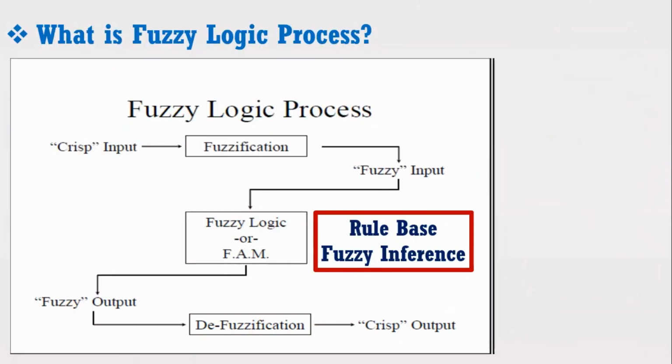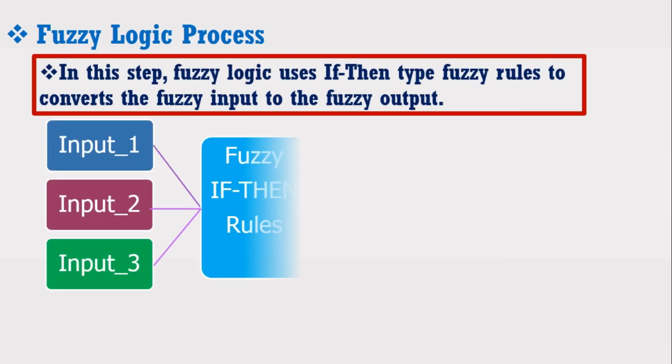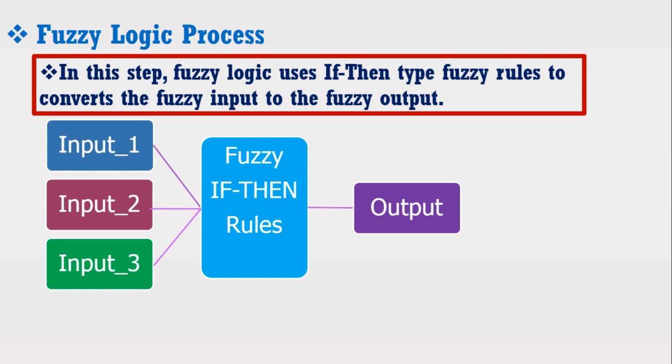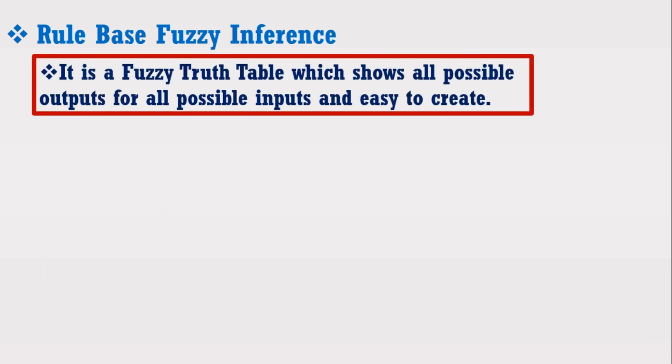Now the second step is the rule-based inference engine or fuzzy associative memory. In this step, fuzzy logic uses if-then type fuzzy rules to convert the fuzzy input to the fuzzy output, as shown in the figure. This stage is used to assign the decision or control action rules based upon the input values. In other words, it is a fuzzy truth table which shows all possible outputs for all possible inputs, and it is easy to create.